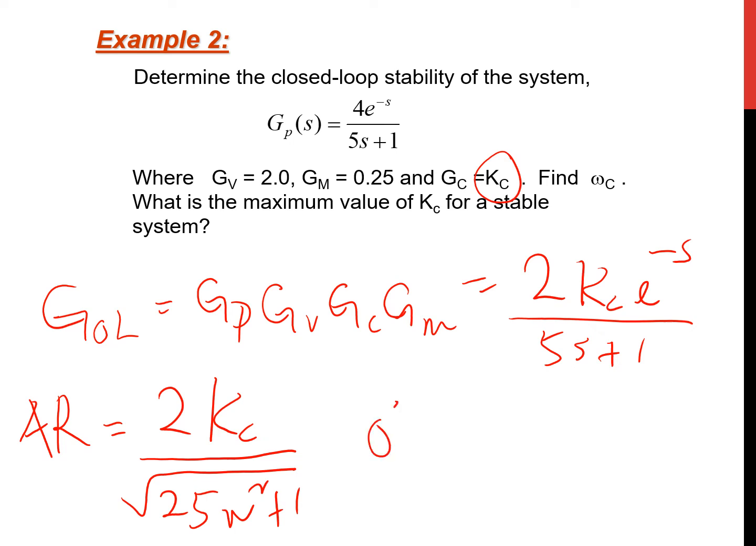And for the phase angle, you have 2 KC become 0 because it is the real number value. Exponent negative S become negative W. The theta is 1, so negative W only. And then you have the negative inverse tangent 5W. So this is the expression for the amplitude ratio and the phase angle. So based on the Bode diagram, you have the frequency 0.01, 0.1, 1, 10, 100. So we substitute the value of W inside the equation in order to plot the Bode diagram.